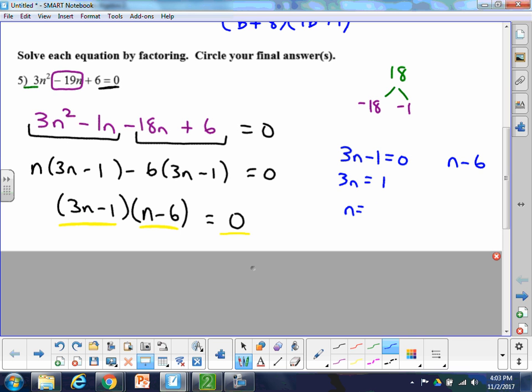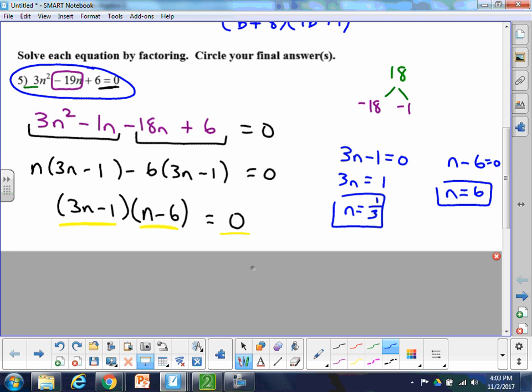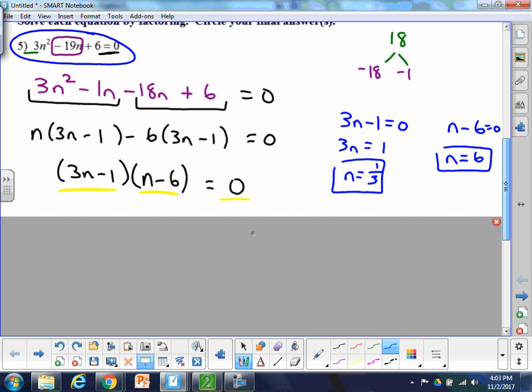Okay, so n could be positive 1/3. We're actually solving an equation here. Oops, n minus 6 equals 0 there, and n equals positive 6. Those would be the two solutions that would solve the original equation. We're not just factoring, we're using factoring to solve an equation.